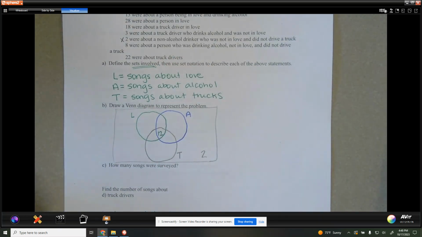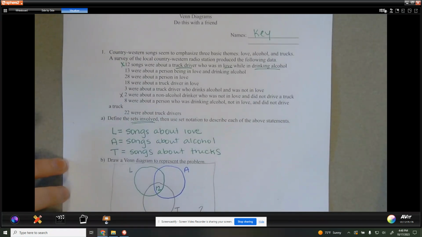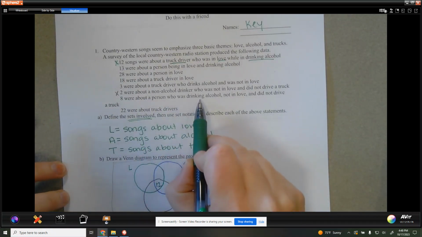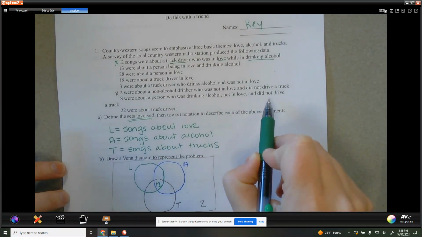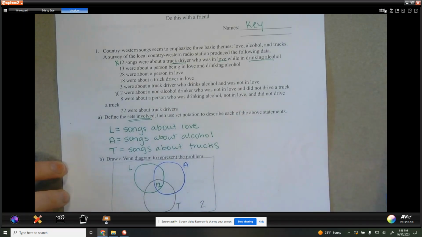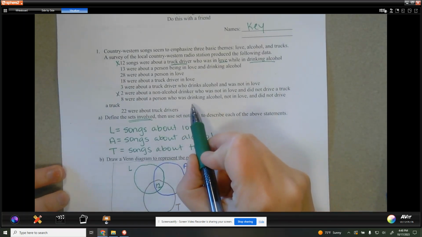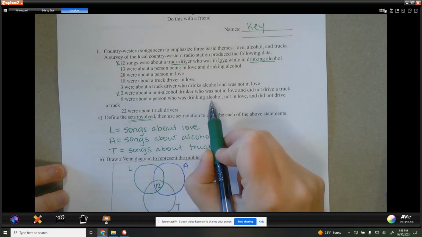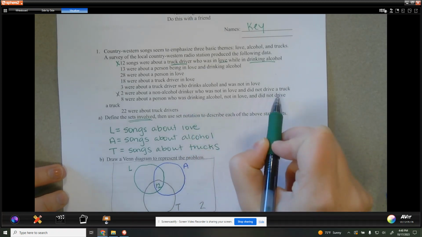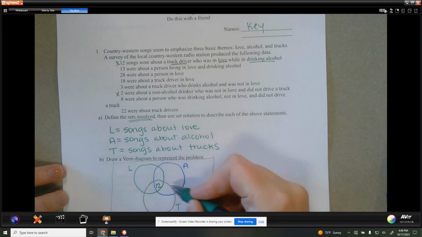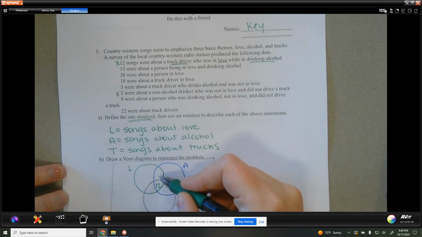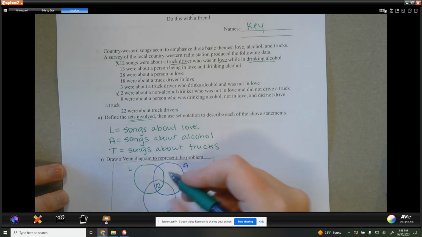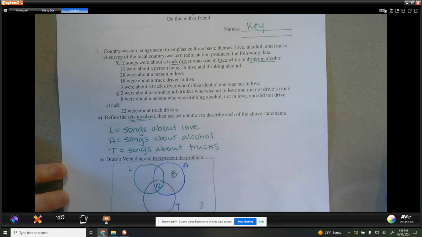Because it has all 3 things going on in those songs. All right, then I had some that we could hop in and do right away. So this 8, a person who was drinking alcohol, not in love, and did not drive a truck. Anytime you've got all 3 sets named, we can just plop that information in. So we just need to find the section that talks about drinking alcohol that does not overlap love or trucks. So here's my alcohol circle. This would overlap love, so it's not there. This would overlap truck, so not there. So we're just going to put the 8 out there only in alcohol. So check on that one.